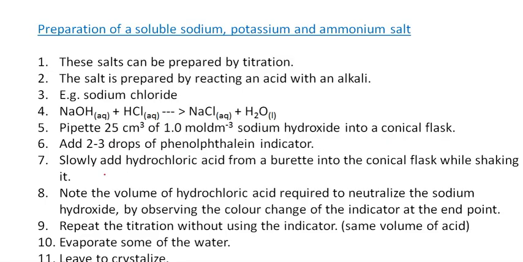indicator, and we slowly add the hydrochloric acid from a burette into the conical flask while shaking. Then we note the volume of the hydrochloric acid required to neutralize the sodium hydroxide by observing the color change in the indicator at the endpoint. And then, because we recorded the volume, we repeat the titration, but this time we don't use any indicator, but we use the same volume of acid we determined before. And then we heat the solution just to evaporate some of the water, and we leave it to crystallize.